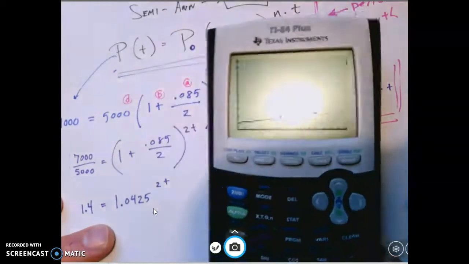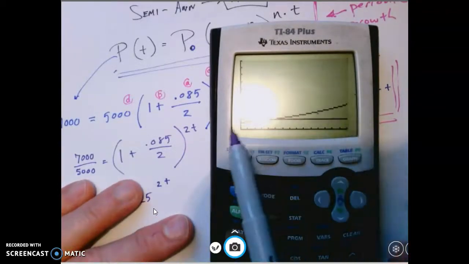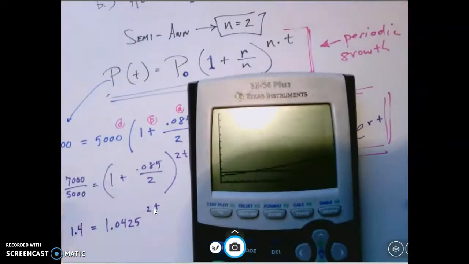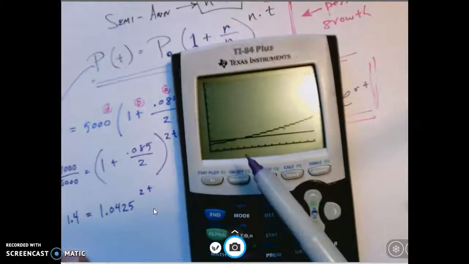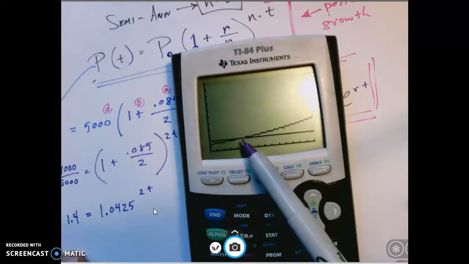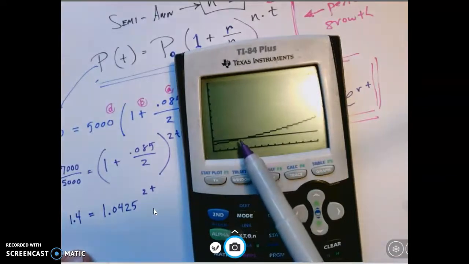Okay, so remember we have 1.4, and we're looking for time here. So this is our original function, our growth function. Okay, and this is where they intersect. So what that means is at that point right there, this curve function, which is 1.0425 to the 2t, equals 1.4.